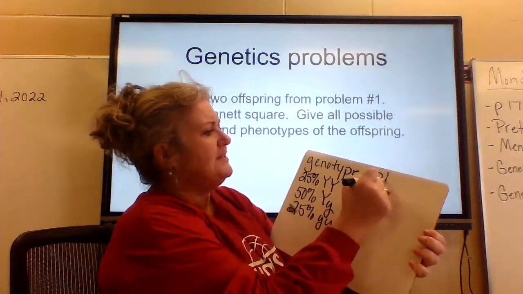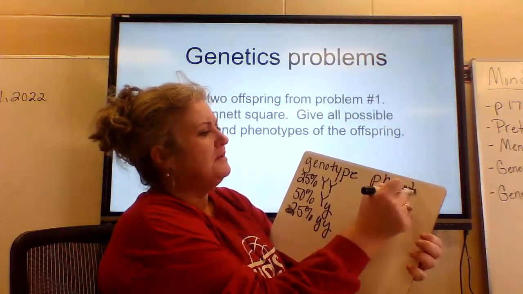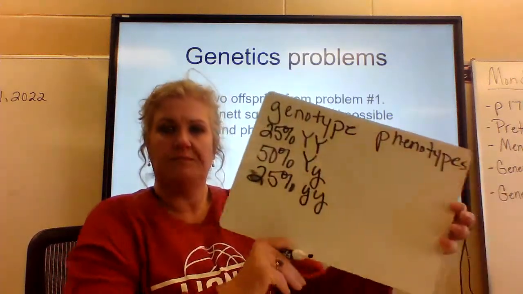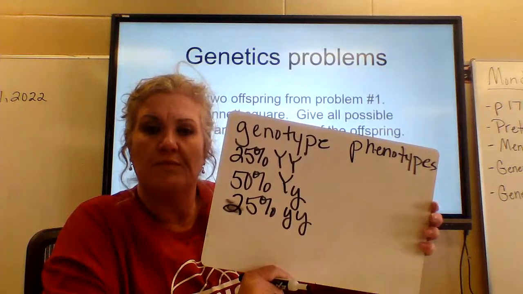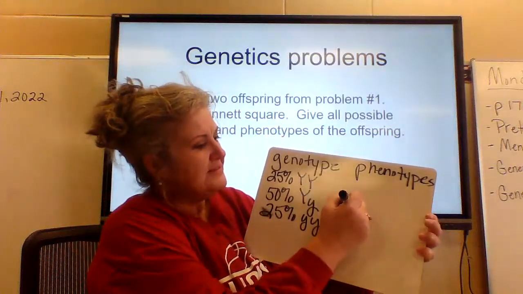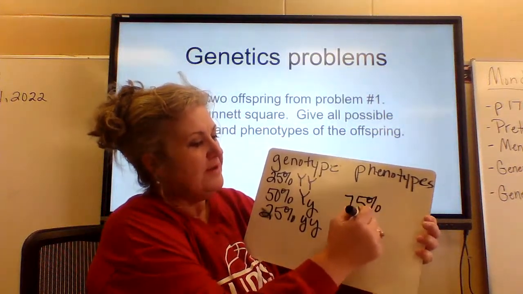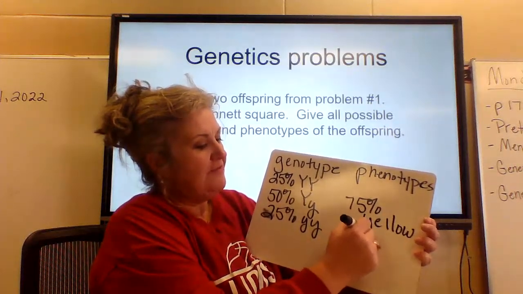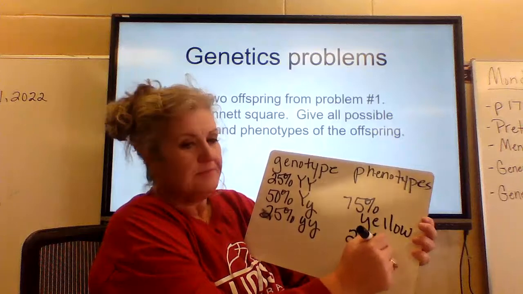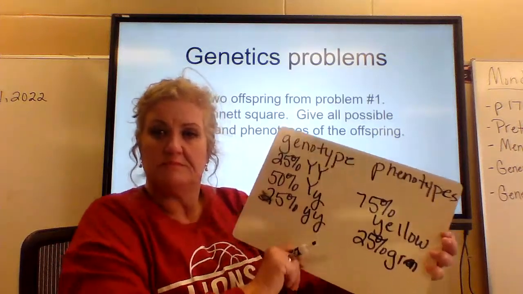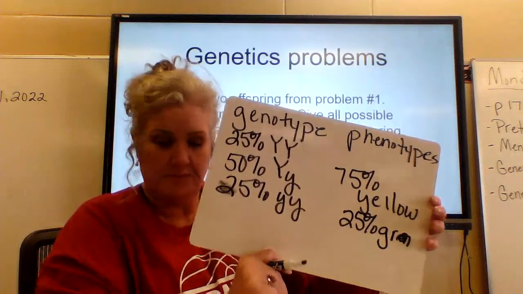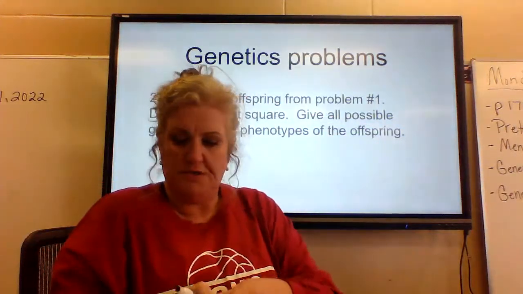Okay, now your phenotypes. That's what they look like. We've got 75% what? Yellow. 25% green. Okay. All right. Let's try another one.